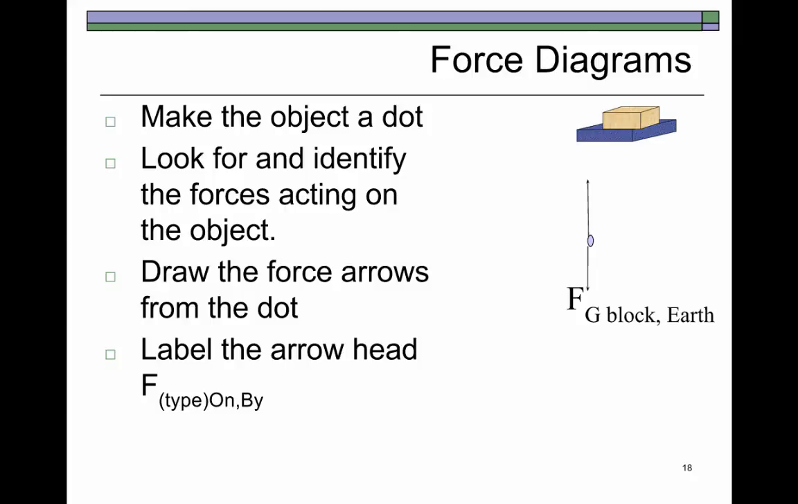So I can label the downward arrow F_G block earth, and we would read that as the force of gravity on the block by the earth, and F_N block table, the force of normal on the block by the table.